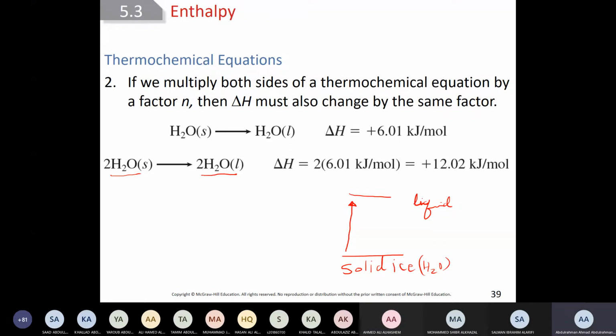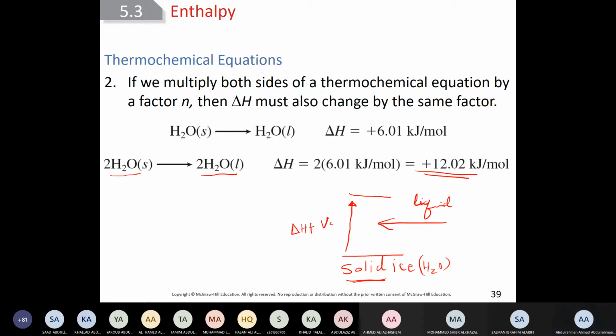Delta H is positive. Why? Because you need to put energy in to go from the solid to the liquid. You need to heat it. When you put in heat, this means it will be positive. And that's why delta H for this reaction is positive.